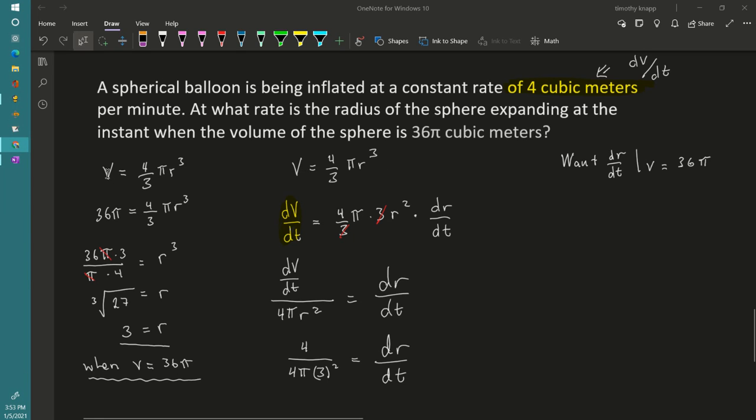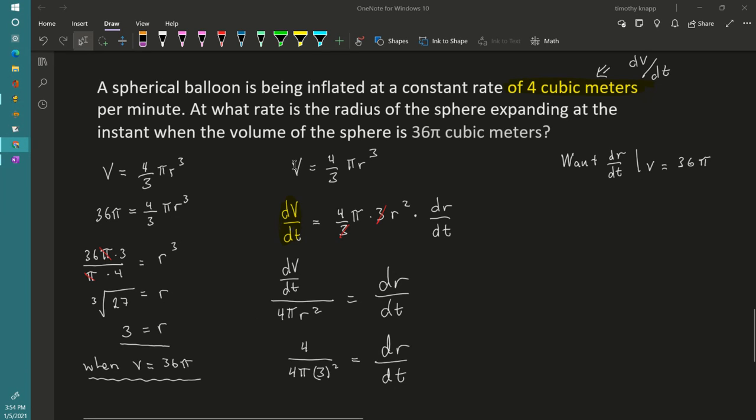And so notice I've got volume equals 4/3 pi r cubed, okay? My volume is 36 pi, so if I plug that in, I'm going to be able to determine my radius. So I multiply by 3, divide by 4, and I divide by a pi. These pi's cancel. I get 36 times 3 over 4, apparently is 27. And then I take the third root of that. I'm getting a radius of 3. So the radius is 3 when the volume is 36 pi.